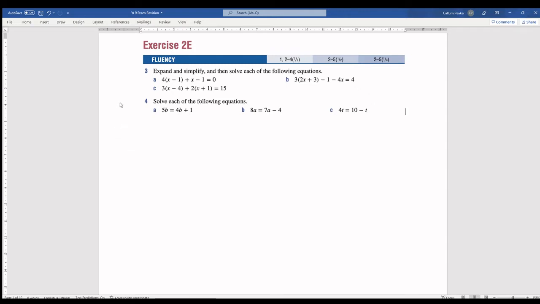For part A, one second while I get out my pen. For part A, we have 4 outside of x minus 1 plus x minus 1 equals 0. Now the first step in problems like this is expanding our bracketed terms and then collecting our like terms. So here I'll expand the bracket by distributing this 4 to both of these inner terms through multiplication.